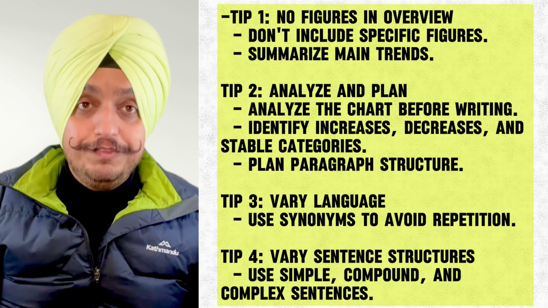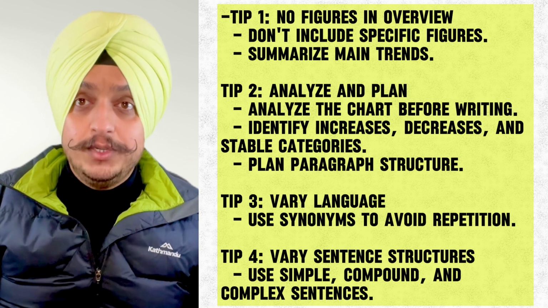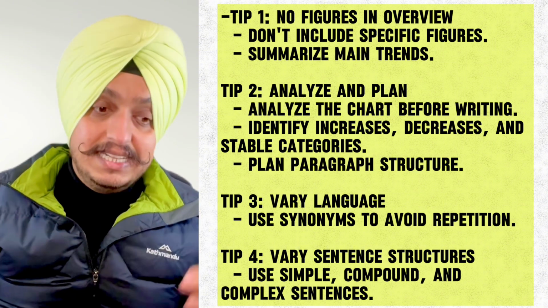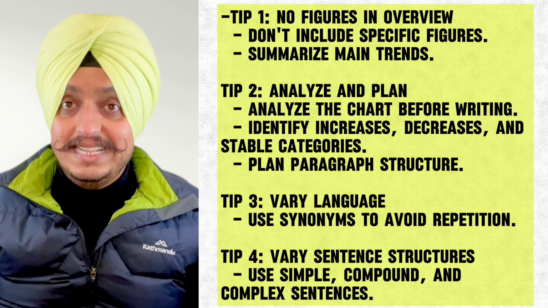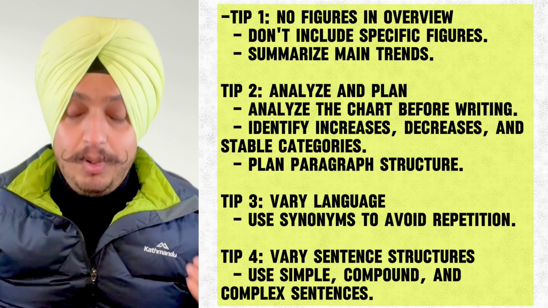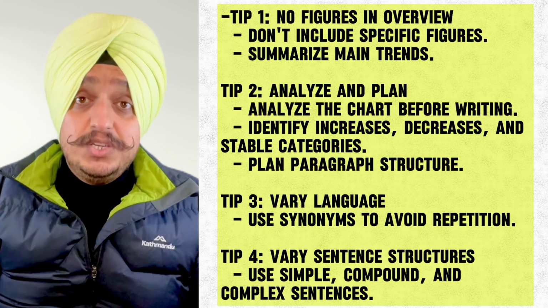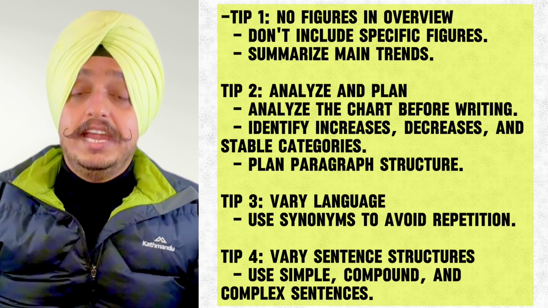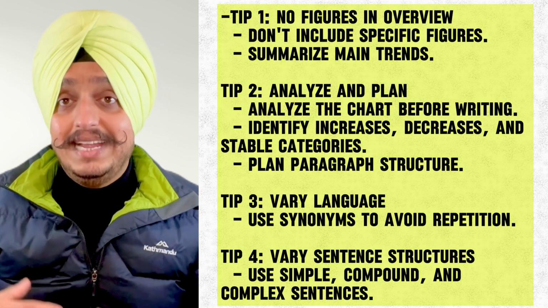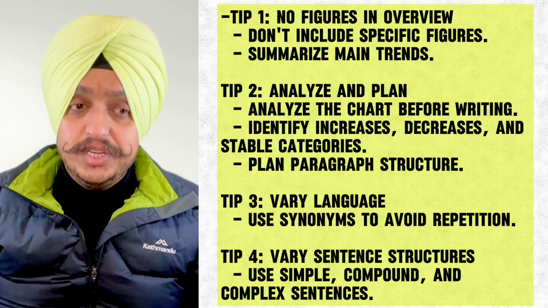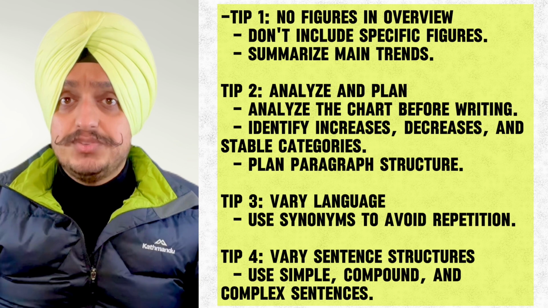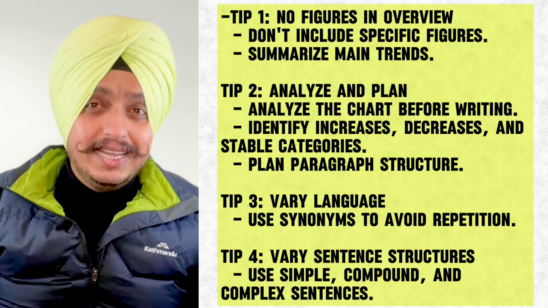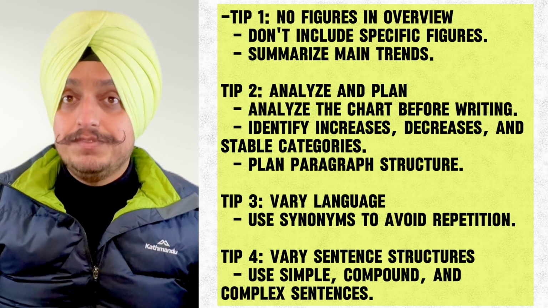Tip number 4: vary sentence structures. Examiners want to see that you can write different types of sentences. This includes simple sentences, compound sentences, and complex sentences. Like I said, just practice writing different sentences. Wherever you see a different sentence structure, write it down, and you will be able to practice and apply it in your own writing exam. You can see that I have used different sentence structures in my task as well, and this shows the examiner that I can actually write ideas in different types of sentences.